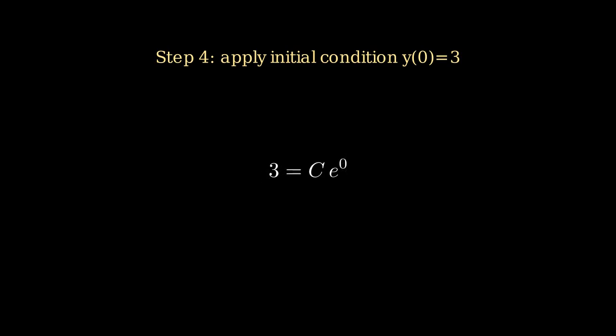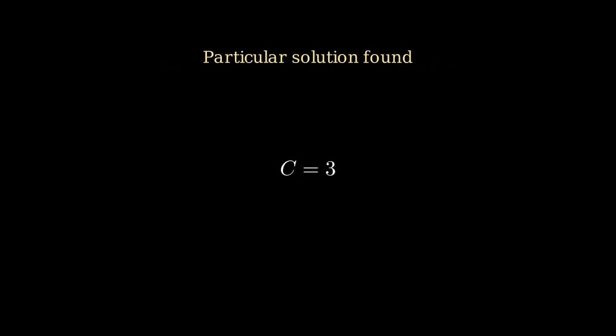We are told that y of 0 equals 3. Substituting x equals 0 into our solution shows that the constant equals 3. So the particular solution is y equals 3 times e to the power of x squared divided by 2.